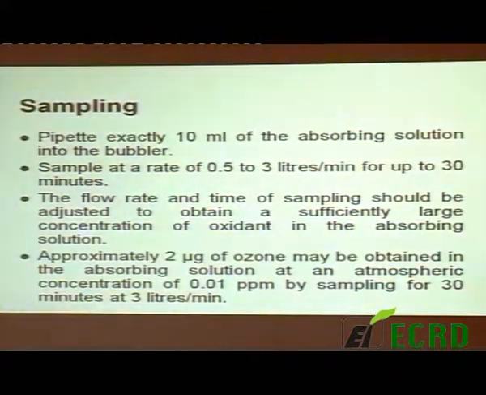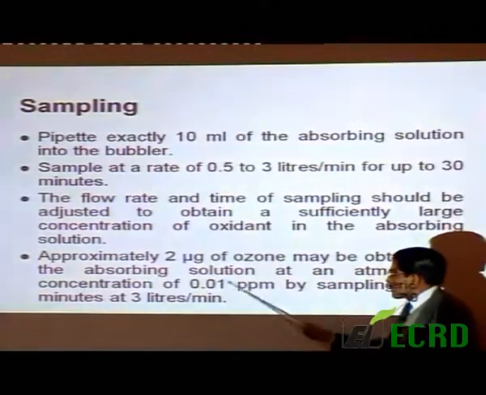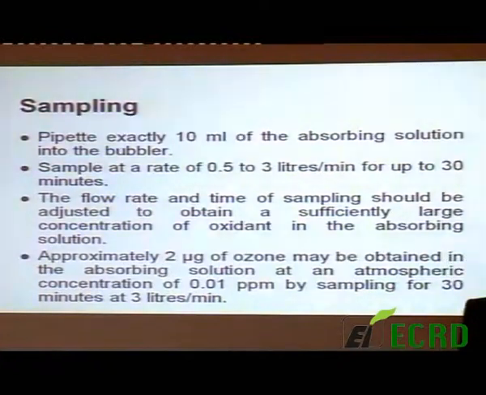Pipette 10 ml of the absorbing solution into the bubbler. Sample at the preset flow rate. It may range from 0.5 to 3 liters per minute. The flow rate and sampling time should be adjusted to obtain a sufficiently large concentration. Approximately 2 microgram of ozone may be obtained in the absorbing solution at an atmospheric concentration of 0.01 ppm. So we can monitor to this level, 0.01 ppm.